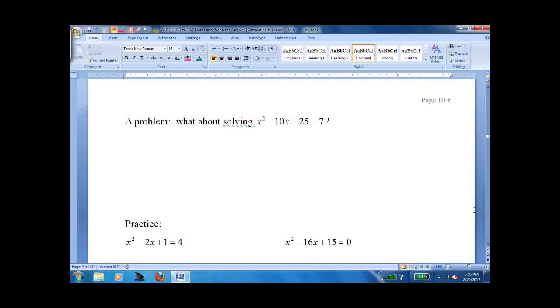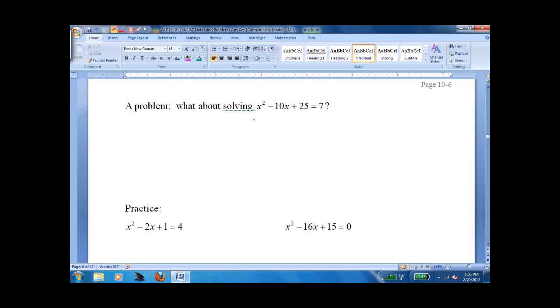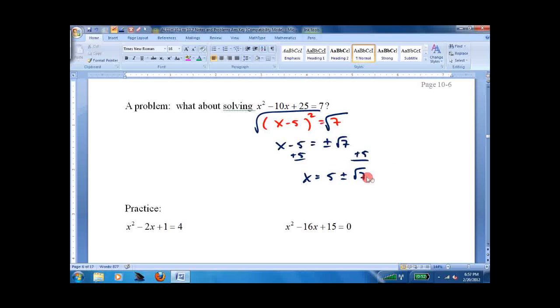So, what about solving this one? I could subtract 25 from both sides like the rule said before, but you know what? I just noticed this is already a perfect square. So now you just go with it. Square root of both sides. X minus 5 equals plus or minus root 7. X equals 5 plus or minus root 7. We're going to leave the answer like that. If we want it in decimals, we'd have to keep going.